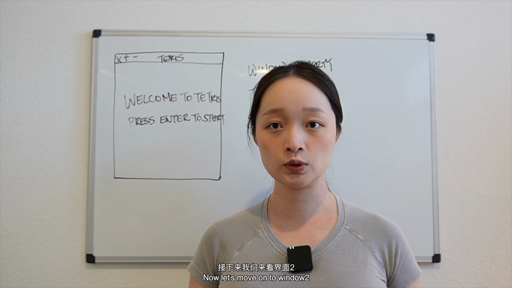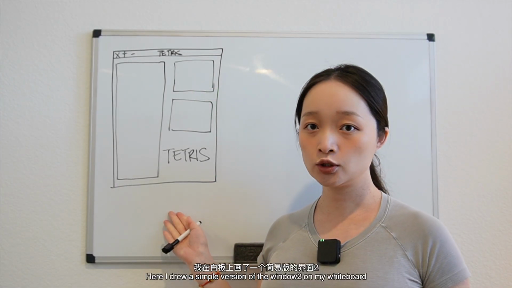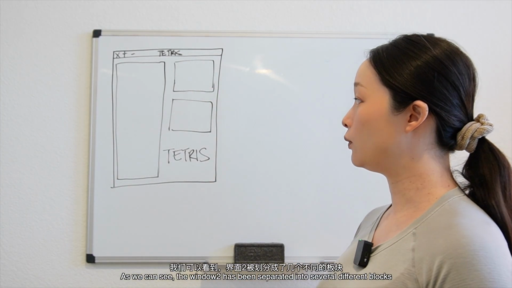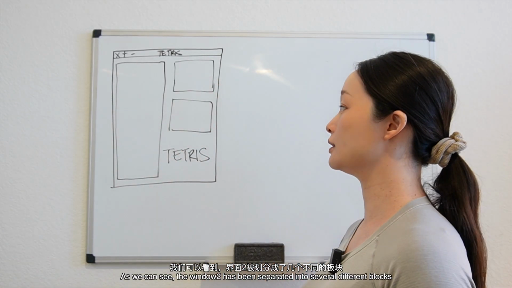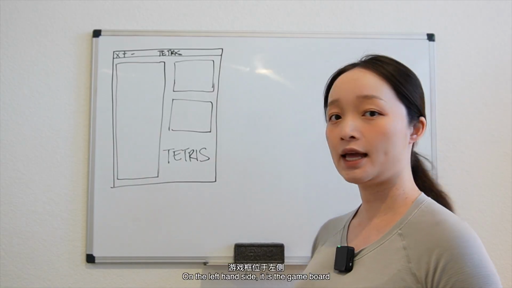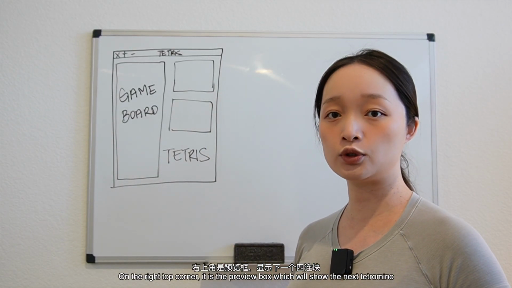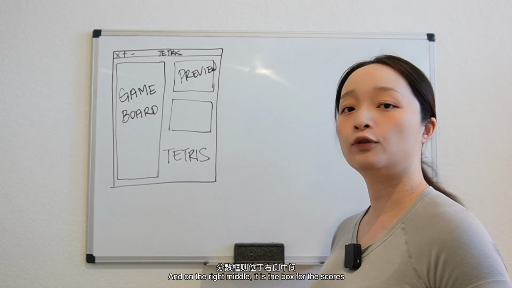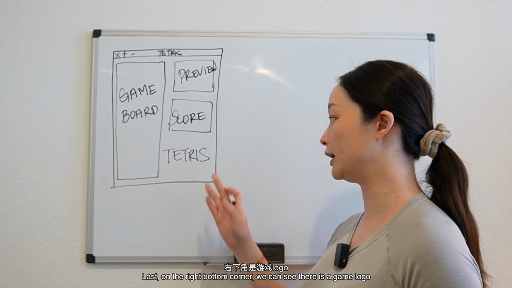Now let's move on to window 2. Here I drew a simple version of window 2 on my whiteboard. As we can see, window 2 has been separated into several different blocks. On the left-hand side, it is the game board. On the right top corner, it is the preview box which will show the next tetramino. And on the right middle, it is the box for the score. Last, on the right bottom corner, we can see there's a game logo.